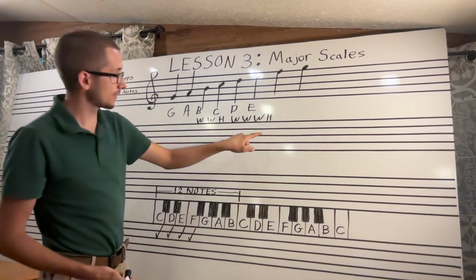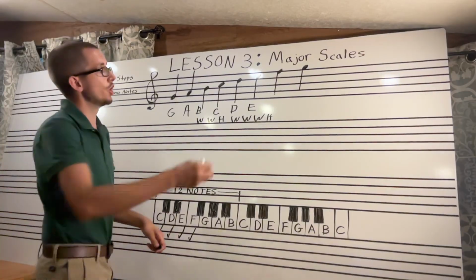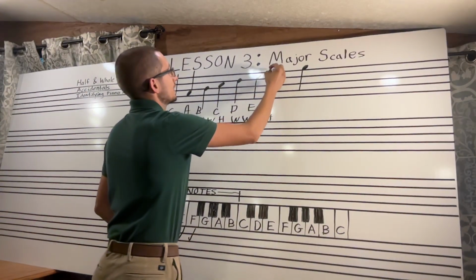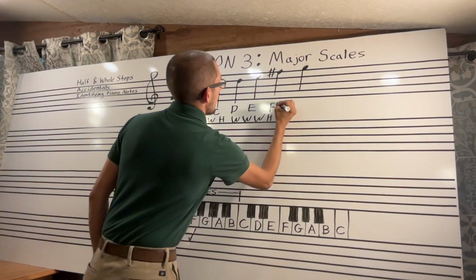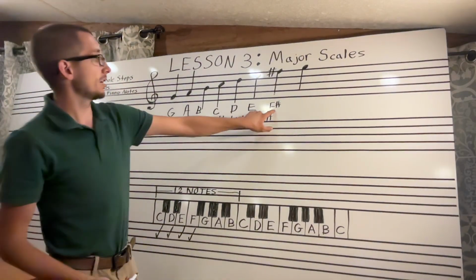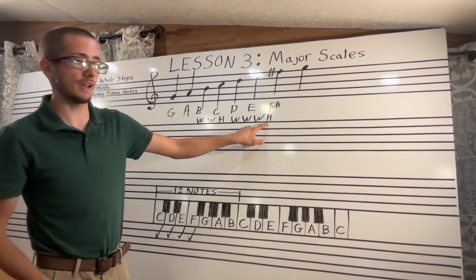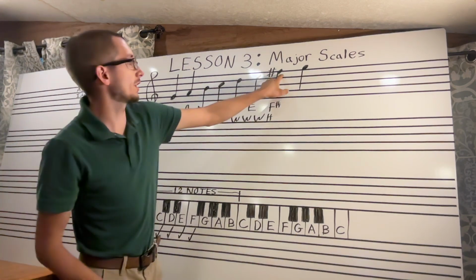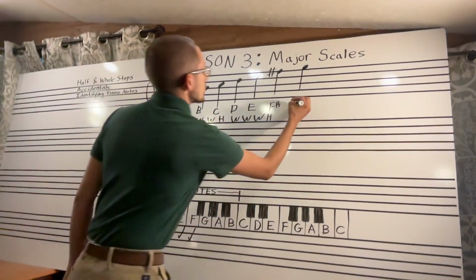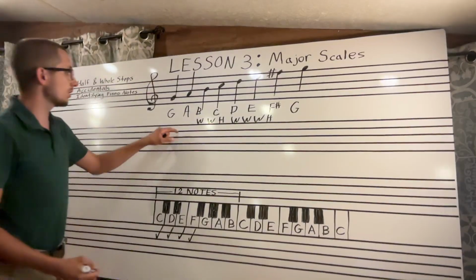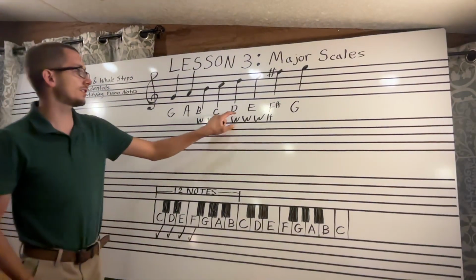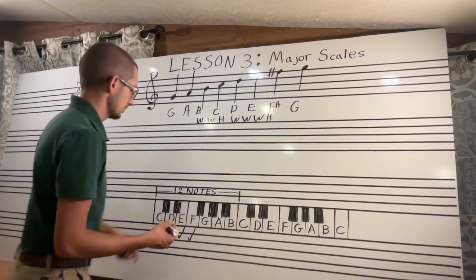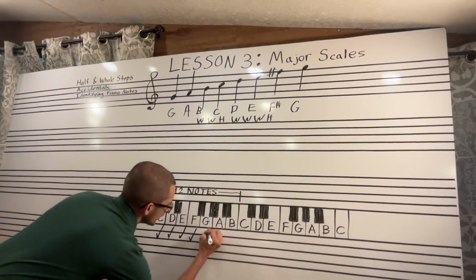E to F, is that a whole step? No, so we need to add a sharp sign to this F. So that takes care of that whole step there. F sharp to G, that finishes out with our half step. F sharp to G is a half step. So the notes of our G major scale are G, A, B, C, D, E, F sharp, and G. So that takes care of G major scale.